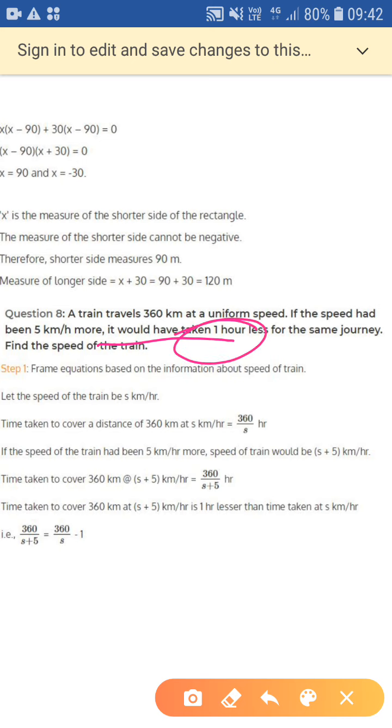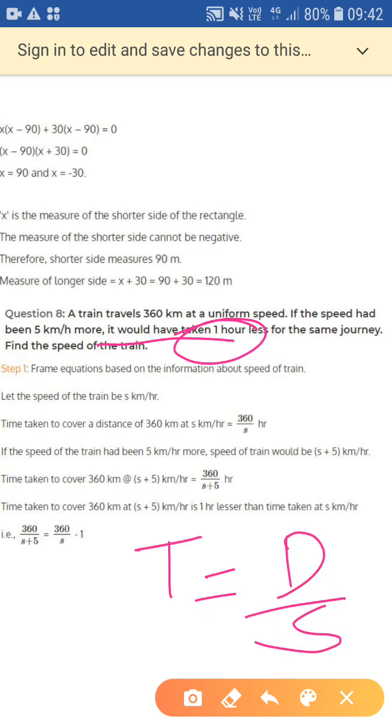So we are going to use this key point, that time is equal to distance over speed, and then we are going to frame the equation in terms of time equals distance over speed. In the first case, the distance was 360 km and the speed was s km per hour, so the time taken will be 360 over s. In the second case, the distance is the same but the speed has been increased, so the time taken will be 360 upon s plus 5.